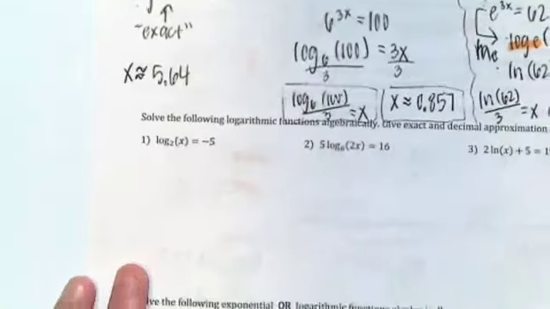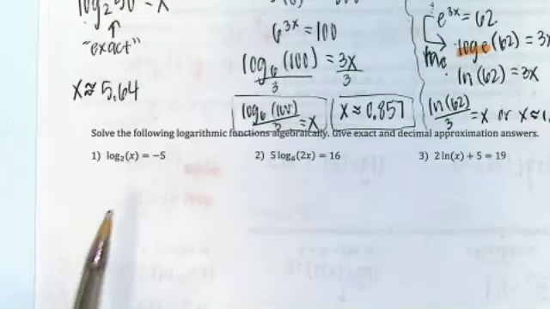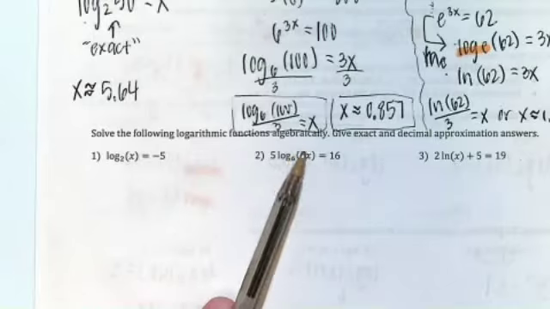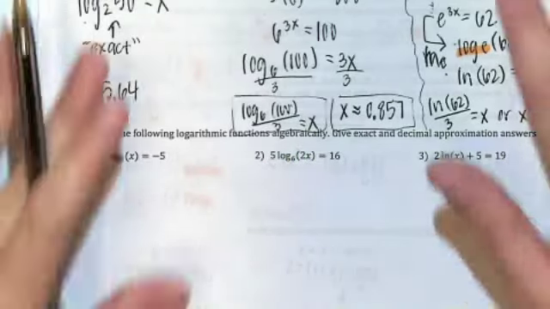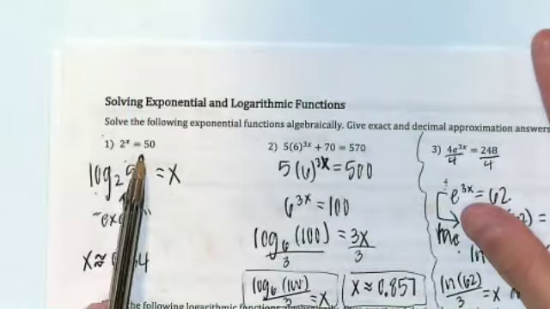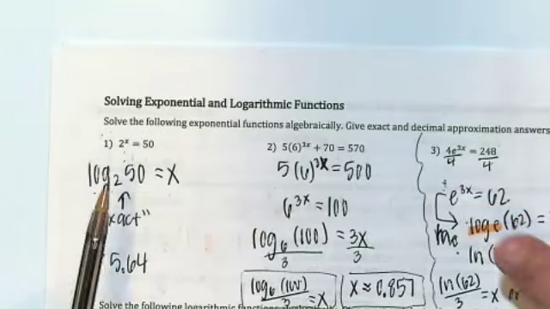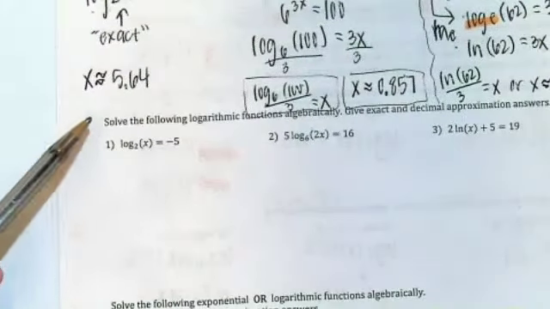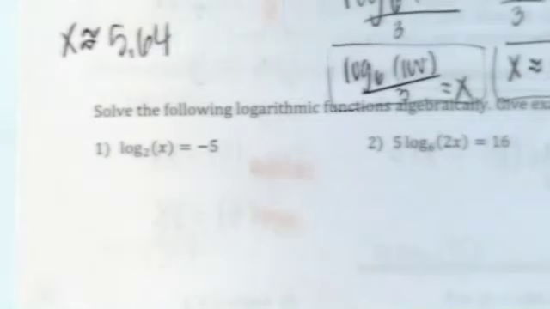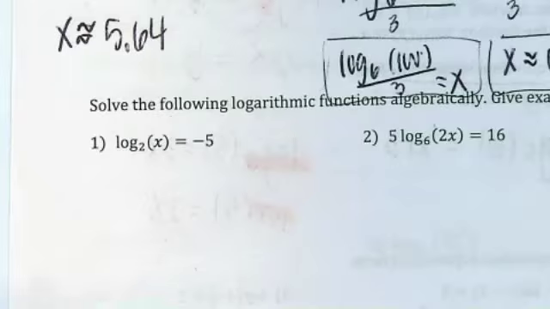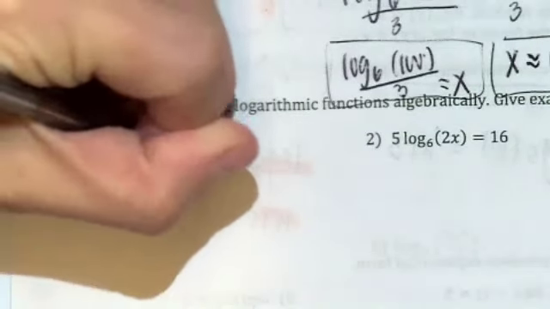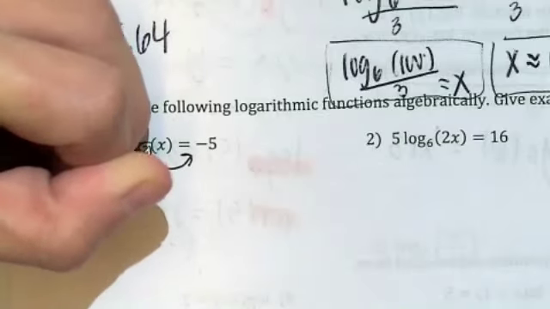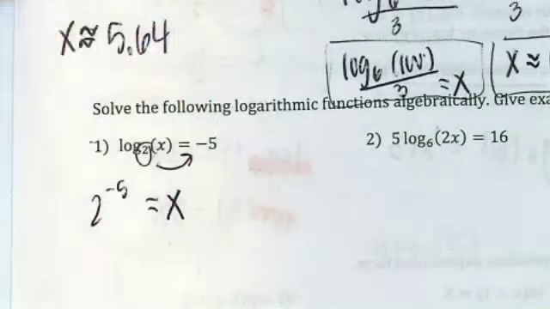All right. Keep going. Solve the following logarithmic functions algebraically. Give the exact decimal approximation for each answer. Okay, so first we had exponential and we had to use logarithms to solve. Now we have logarithmic functions, and perhaps there is a way that I can rewrite this from logarithmic to exponential form, and so I'm going to do that. I can rewrite this as 2 to the negative 5 equals x.